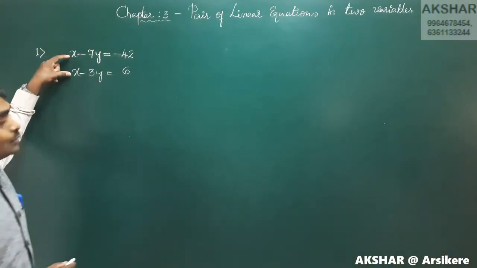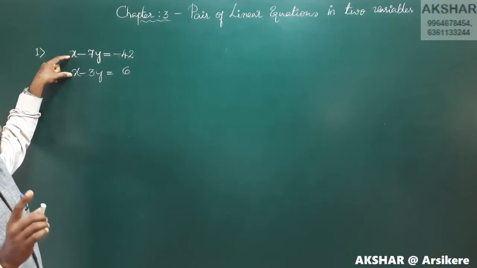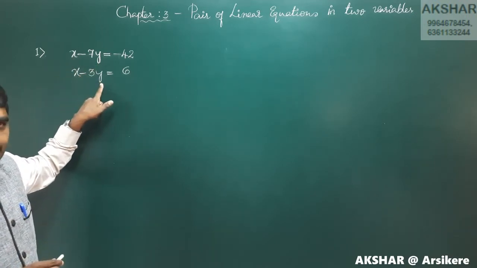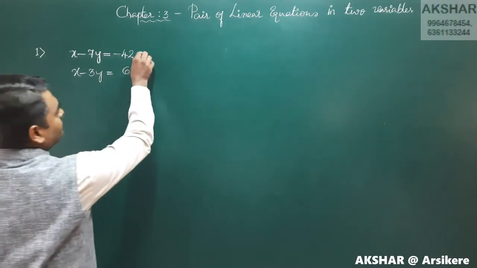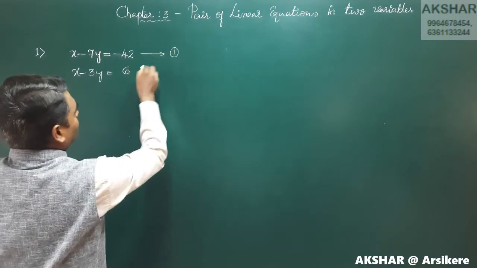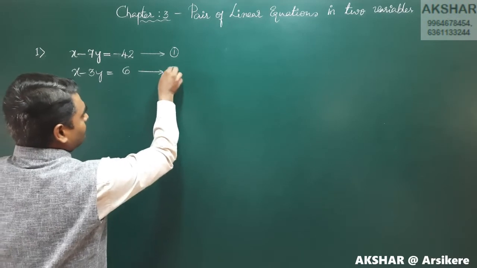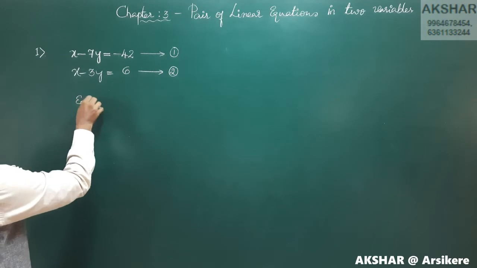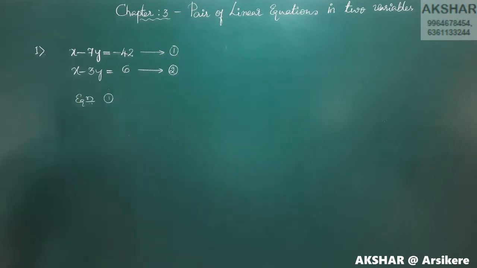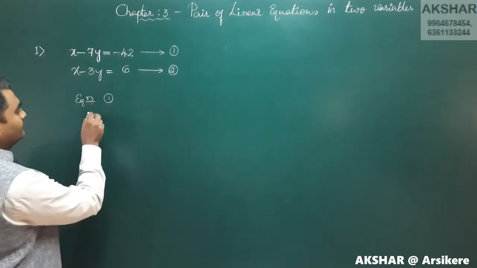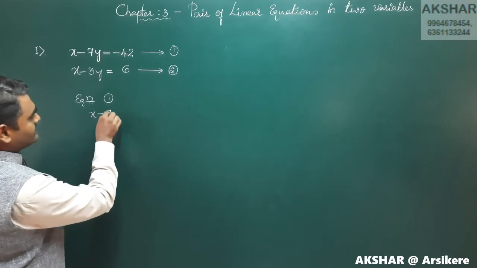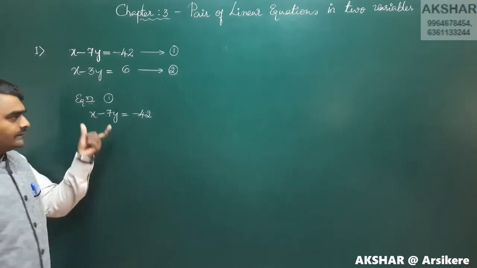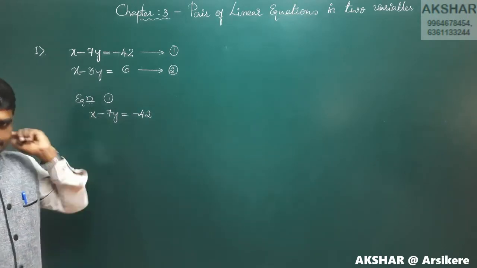How, sir? Just observe here, my dear children. These two are the pair of linear equations in two variables, x and y, right? Consider this is equation 1 and this is equation 2. Let us take equation 1. From equation 1, x minus 7y is equal to minus 42. This is equation 1, right?